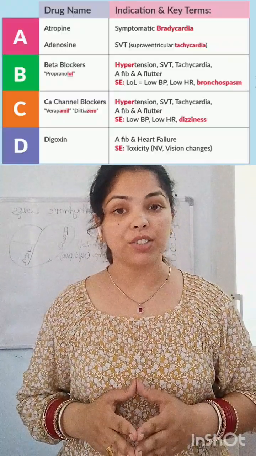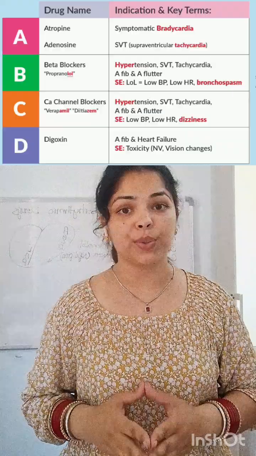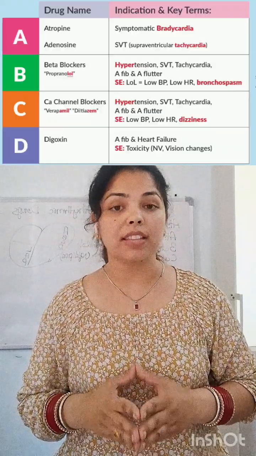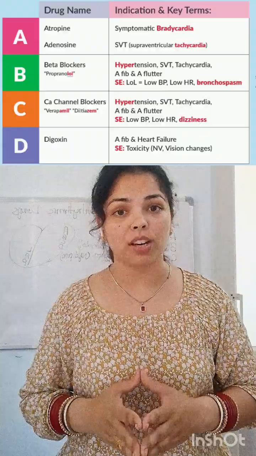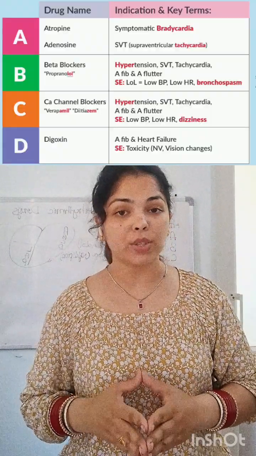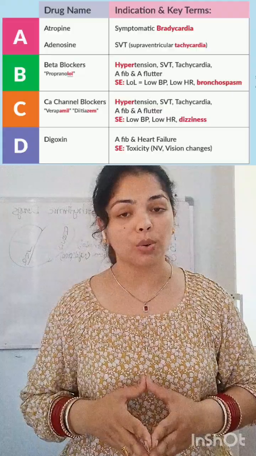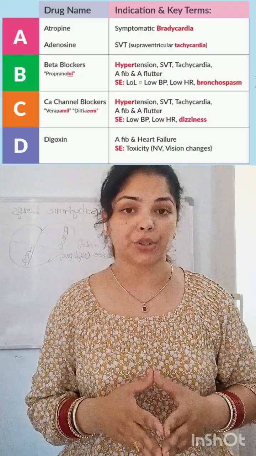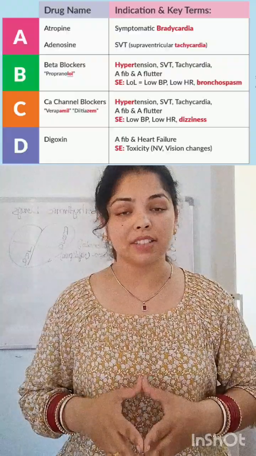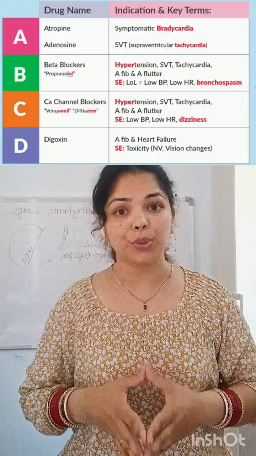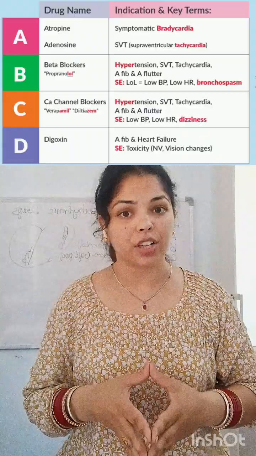Another type of drugs used to treat dysrhythmia includes beta blockers and calcium channel blockers. Beta blockers and calcium channel blockers, they both are antihypertensive drugs. Beta blockers are the drugs that end with "lol", such as atenolol, metoprolol, propranolol. These are also used for treating atrial dysrhythmia, as these drugs decrease the heart rate of the patient. They are used to treat tachycardia and atrial fibrillation.